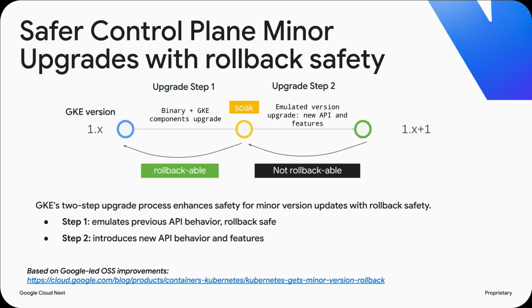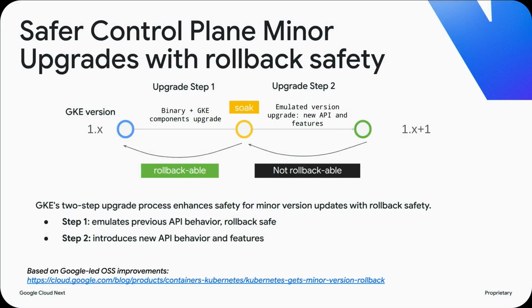The other item in terms of controls, if we've talked about cluster upgrades, what about downgrade? So we've had downgrades for nodes, we've had downgrades for control plane patches. Now we also have control plane minor upgrades with rollback safety. We've introduced that in December. It's in preview. And what it allows you to do is to upgrade your control plane in two separate steps, where your first step is actually rollback safe.